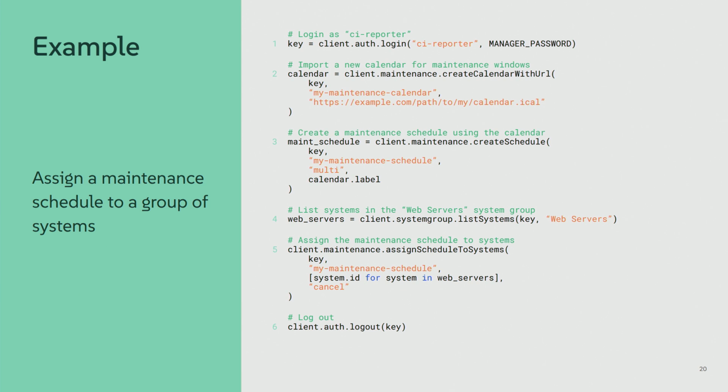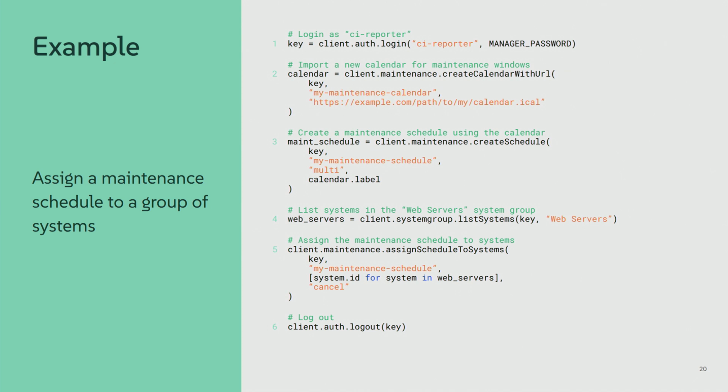And I need to get the list of these servers by calling the systemgroup.listSystems endpoint and giving it as argument web service. And then in return, I get a list of systems with their details in the variable called web service. And finally, at fifth step, I'm assigning the maintenance schedule to those systems by calling maintenance.assignScheduleToSystems. Well, the arguments are, first one is the label of the schedule. Second one is the list of system IDs.